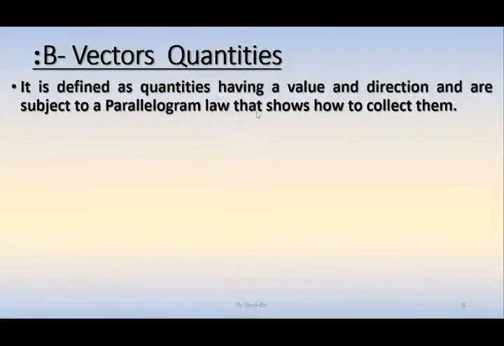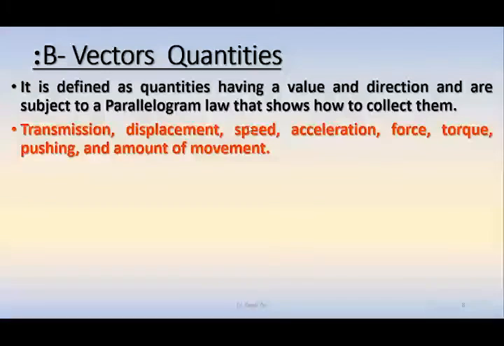So the second thing is vector quantities. Vectors means it has direction and value, direction and magnitude. If we want to represent it in a graphic way, it will be subject to the parallelogram law that shows how to collect them. Examples of these vector quantities: transmissions, displacement, speed, acceleration, force, torque, pushing, and amount of movement.